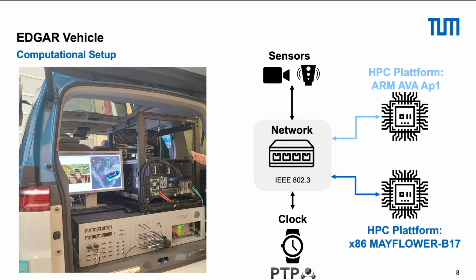Secondly, the vehicle is equipped with high performance computation platforms. We integrated two platforms. First, an ARM AVA AP1 platform, and second, an x86 Mayflower computer. This allows us not only to evaluate our algorithms in a whole car setup, but also for specific computation hardware. Both computers are connected to a network setup that allows us to also connect the sensors and a PTP clock for time synchronization.